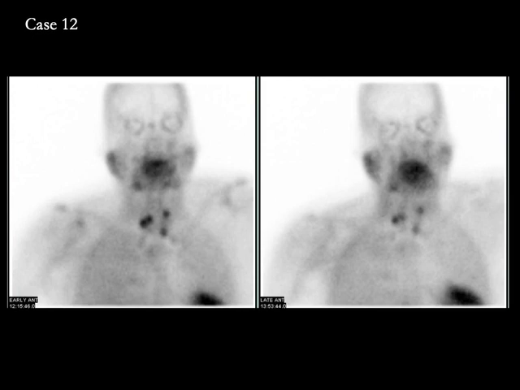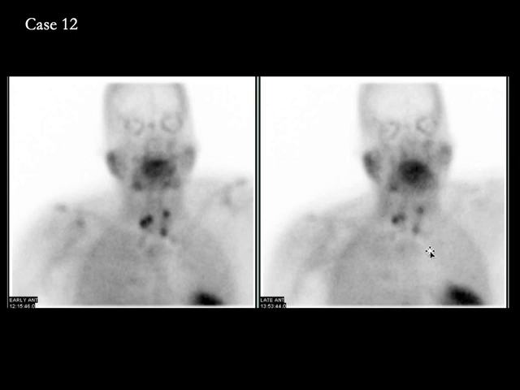Our last case for this teaching file, case number 12. Here on the early and delayed images, we see multiple foci of increased uptake in relation to the left lobe of thyroid and the right lobe of thyroid, which persist on the delayed images. And this finding is characteristic of parathyroid hyperplasia. Typically in parathyroid hyperplasia, multiple glands are involved, and that's what we see here.